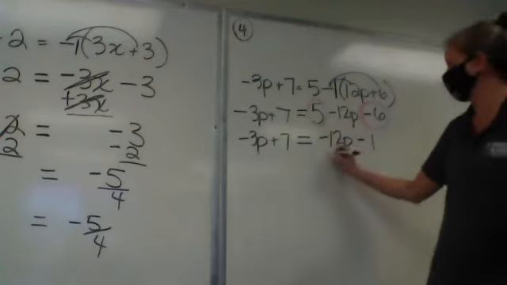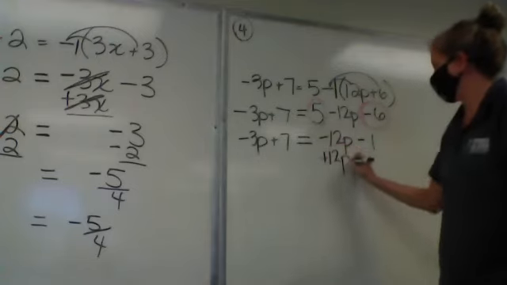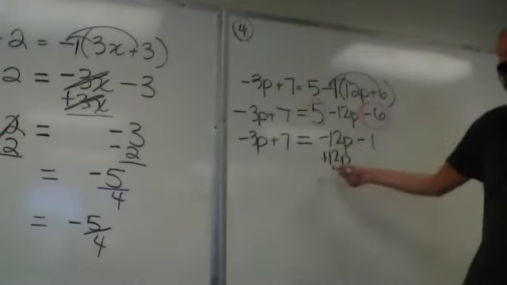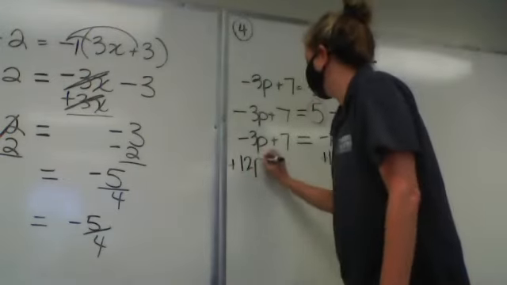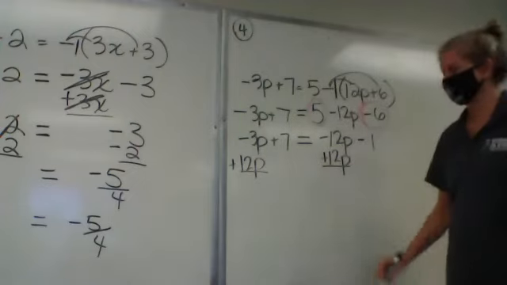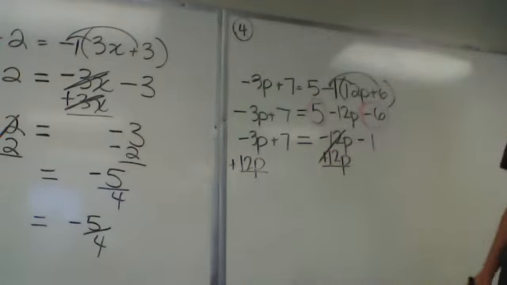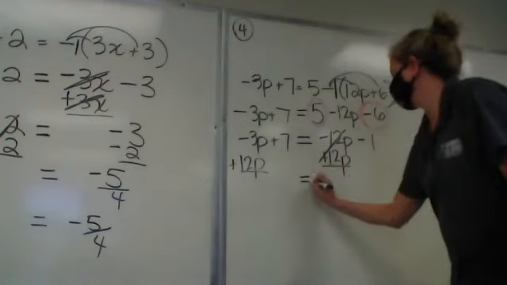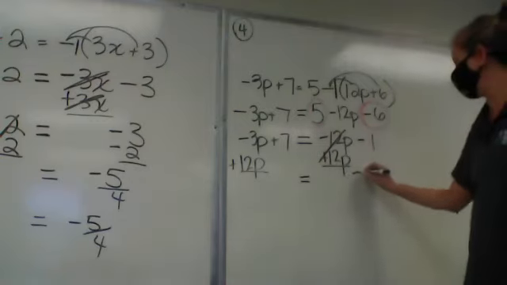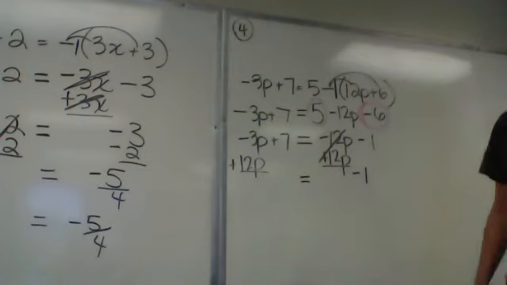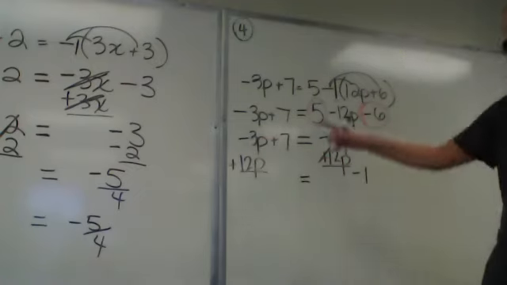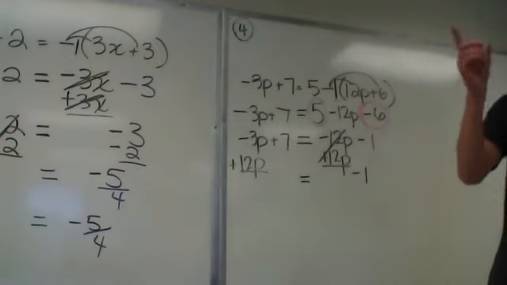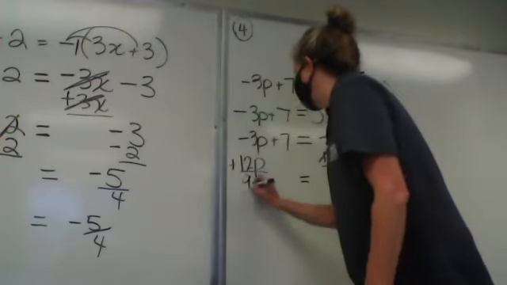How do you get rid of that? With a positive 12p, which means I need to do a positive 12p over here. So the negative 12p and the positive 12p cancel. There's my equal sign. The only thing that's left on the right now is that negative 1. Let's see what's left over here. I had negative 3p, but I added 12p to it. Negative 3 plus 12. Again, just punch that in. Negative 3 plus 12 gives you 9p.